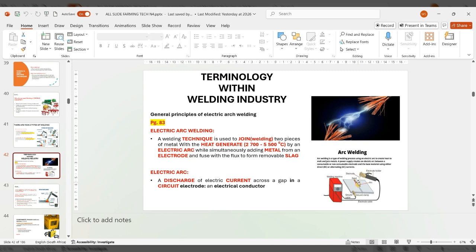By those electrons that are trying to skip from this electrode, or welding rod, to the working piece, and then the electrons will continue back to your source and then come back again.